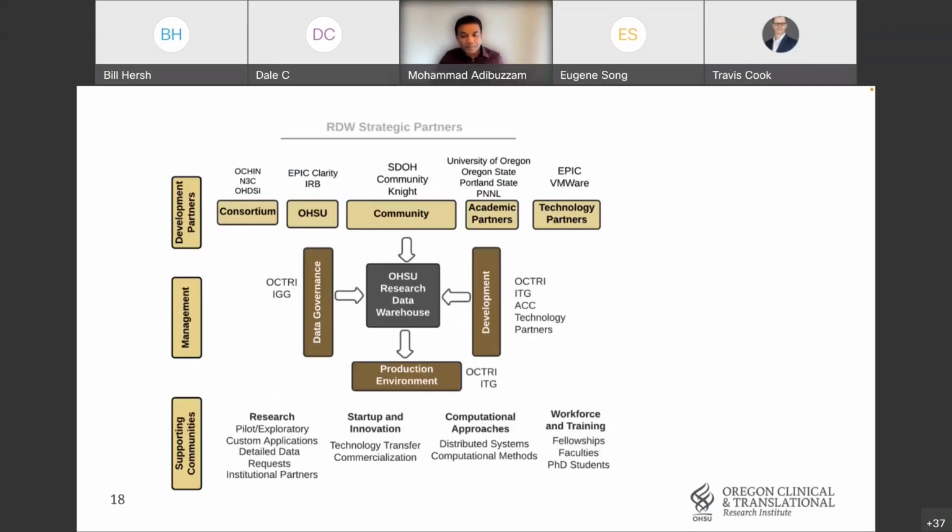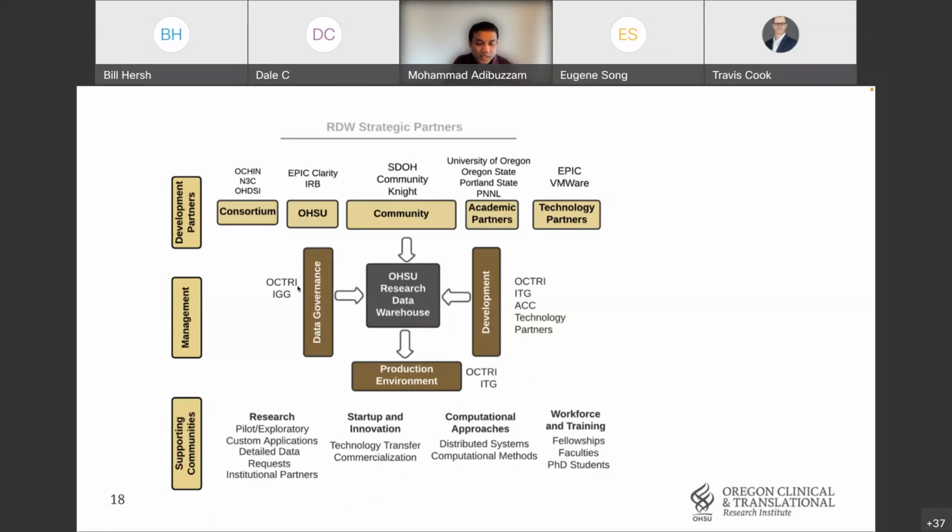So this is what I'm working on right now. This already exists to many extent, but I'm working with Dr. Shannon McWhinney to come up with a cohesive strategy for the research data warehouse that supports our research activities at OHSU. So at the bottom layer, we have supporting communities. That is the research community that we support, but we also want to support startup and innovation for technology transfer, workforce and training, and computational approaches that different faculty work on across the campus.